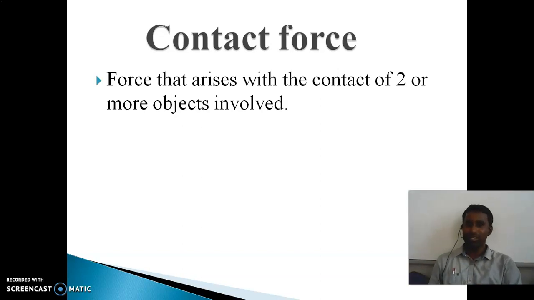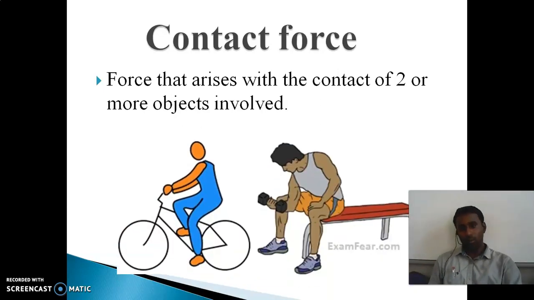Listen, look at this example: one person is riding a bicycle. This person has contact with the object because he is transmitting his muscular force. I will come to muscular force later. Here he is applying force to the pedal, and the pedal force is transmitted to the chain, so the bicycle can move.